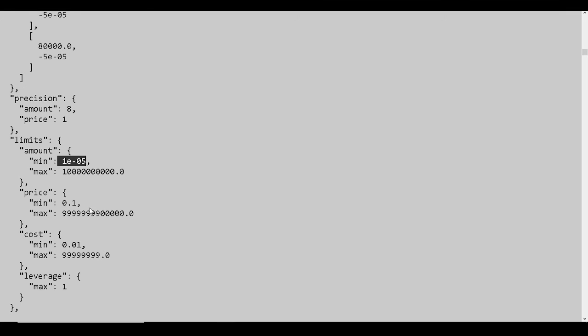If Bitcoin is $50,000, let's see, if one Bitcoin was $50,000, then we would have 50,000 times 0.00001, which is about 50 cents. Yeah, so about 50 cents. Okay. So the minimum cost is not 1 penny. The minimum cost really would be about 50 cents. So yeah, those are the limits.